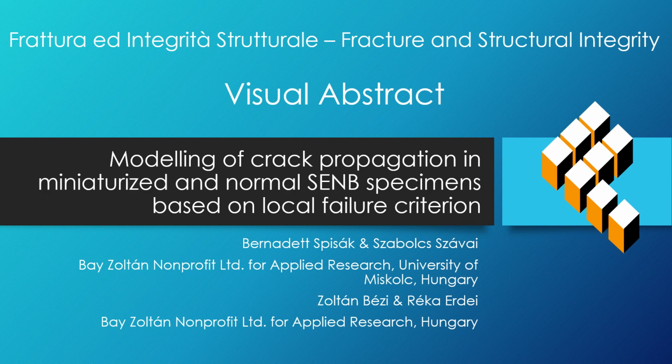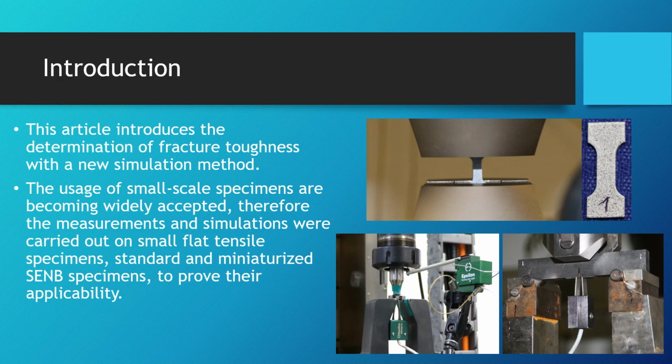Modeling of crack propagation in miniaturized and normal SENB specimens based on local failure criterion. Visual abstract. This article introduces the determination of fracture toughness with a new simulation method. The usage of small-scale specimens is becoming widely accepted, therefore the measurements and simulations were carried out on small flat tensile specimens, standard and miniaturized SENB specimens to prove their applicability.